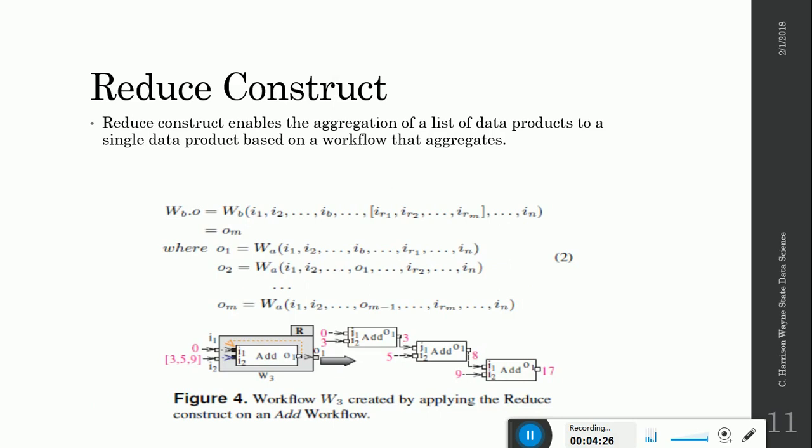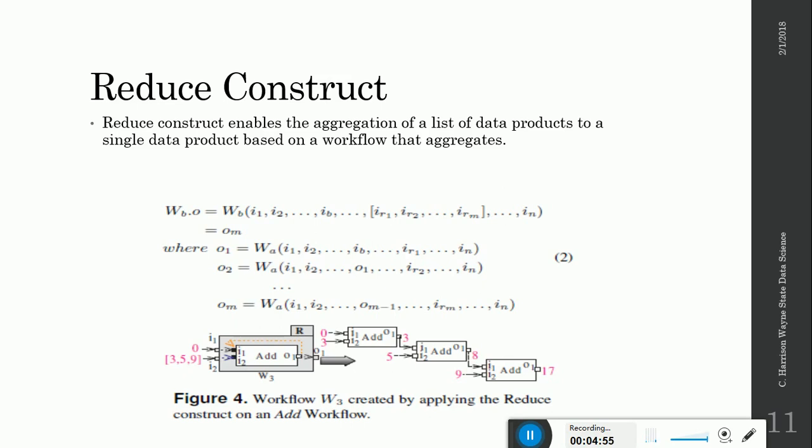The reduce construct. The reduce construct enables an aggregation of a list of data products to a single data product based on a workflow that aggregates. And so again below, with the input of 3, 5, 9, you can see that starting at 0 and adding in the 3, we get the output of 3, and then we bring in the 5, getting an output of 8, bring in the 9, getting an output of 17.